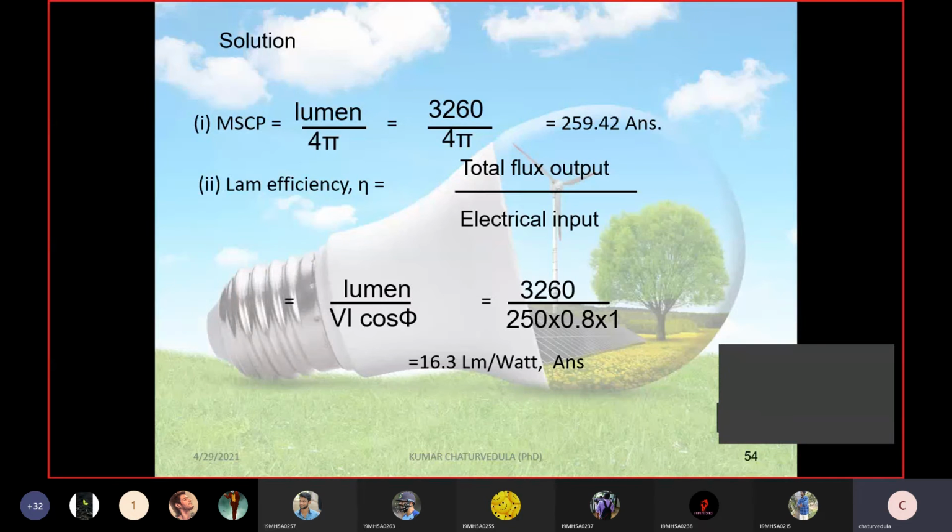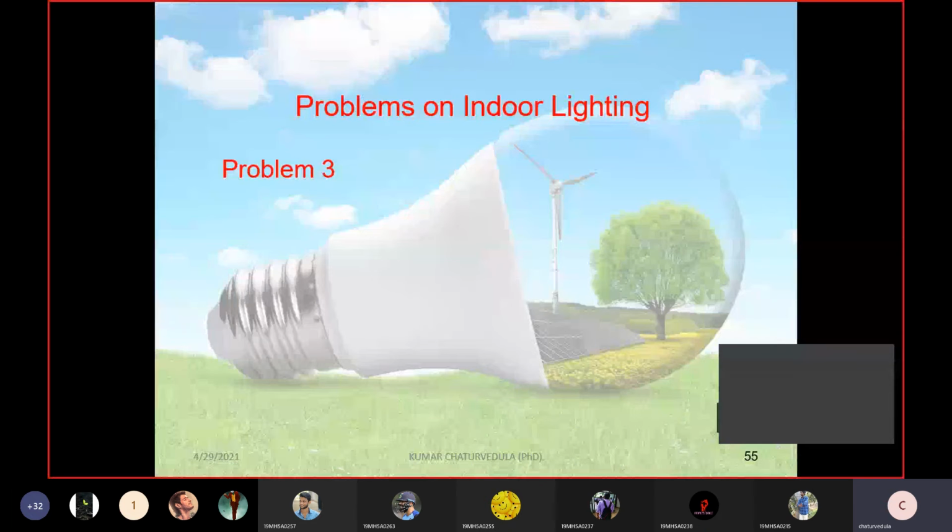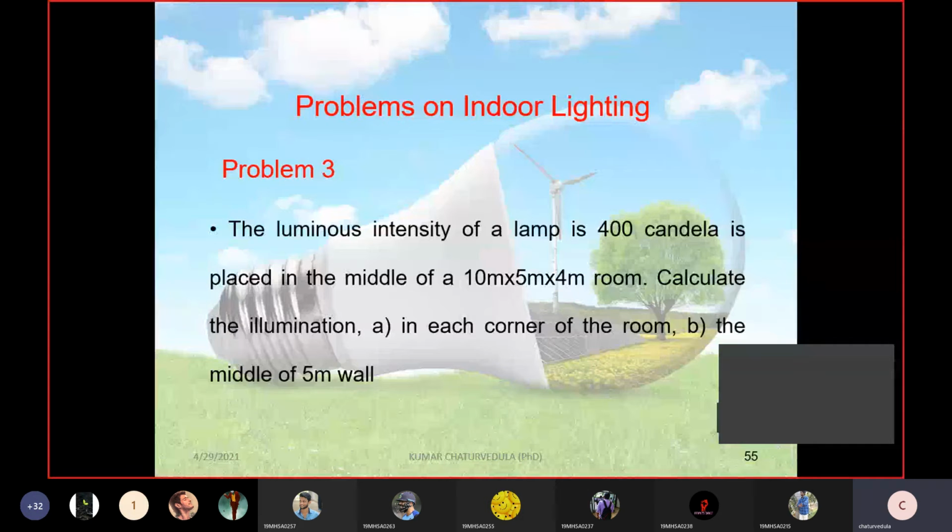Next comes the heading: problems on indoor lighting. But here also it is to calculate illumination only. The luminous intensity of a lamp is 400 candela, so I is given as 400, and it is placed in the middle of the room. The dimensions of the room are 10 into 5 into 4: length, breadth and height. You have to calculate the illumination E in each corner of the room and at the middle of the 5-meter wall.